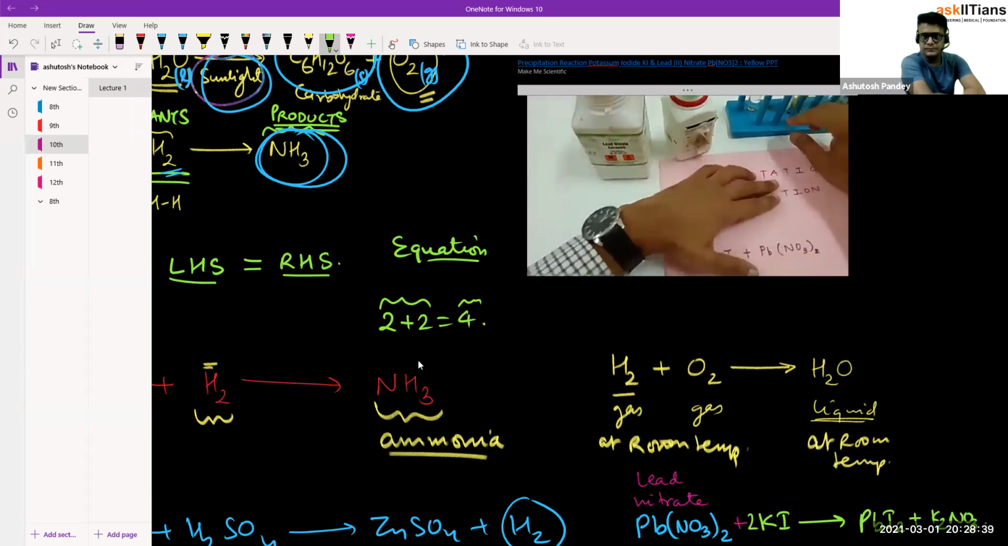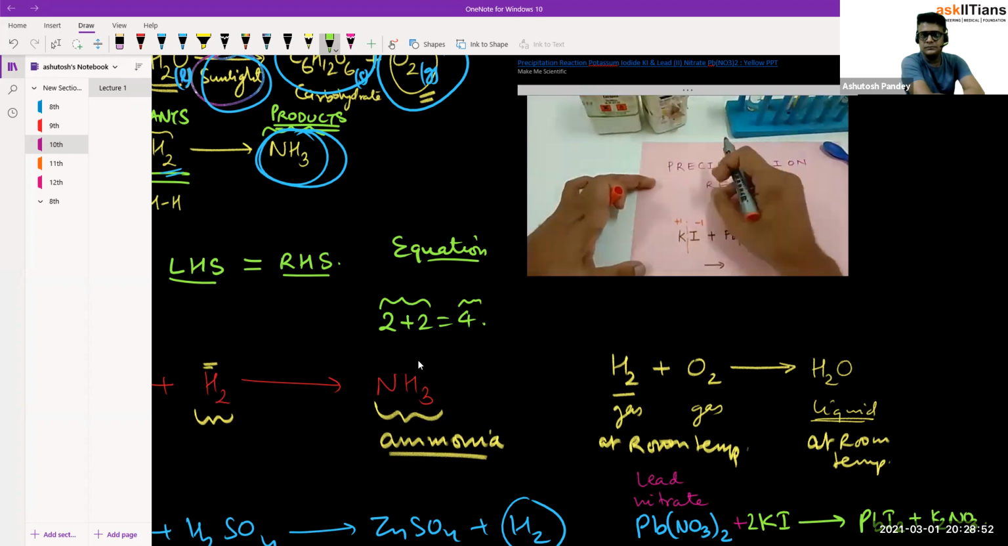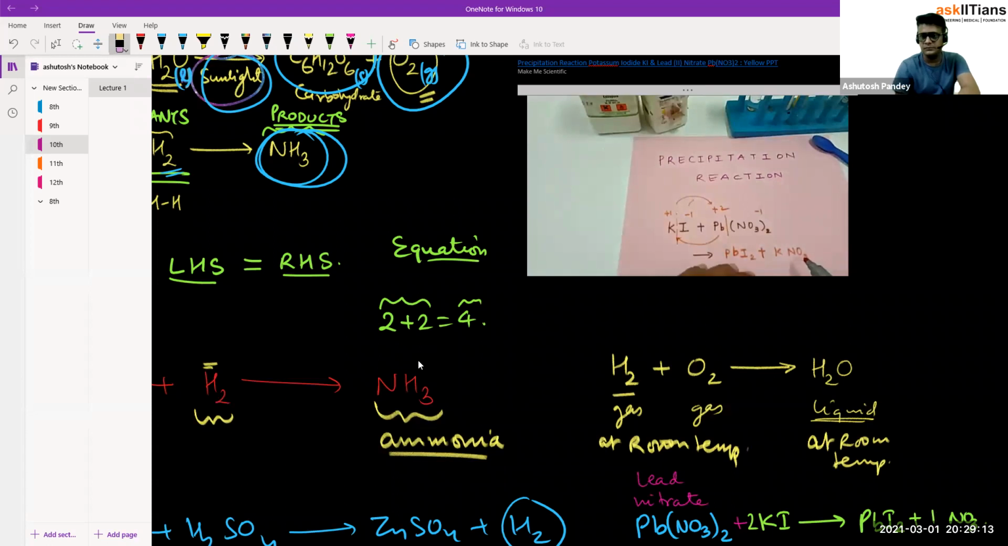So here is our reaction. Potassium is K plus 1, iodide is I minus 1, Pb is plus 2, NO3 is minus 1. So now the reaction is going to happen, and this is a double displacement reaction. Both the positive ions are going to get interchanged. So we get PbI2 plus we get KNO3. Now we know that all compounds of potassium are soluble in water.